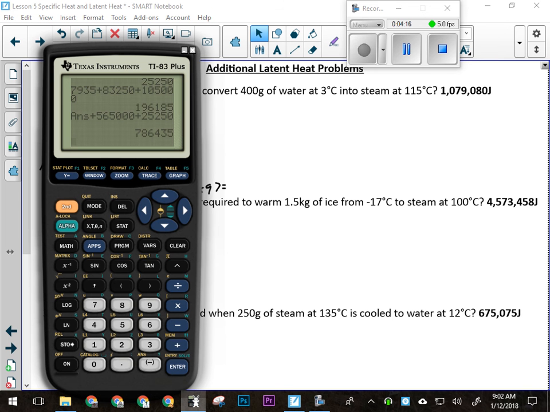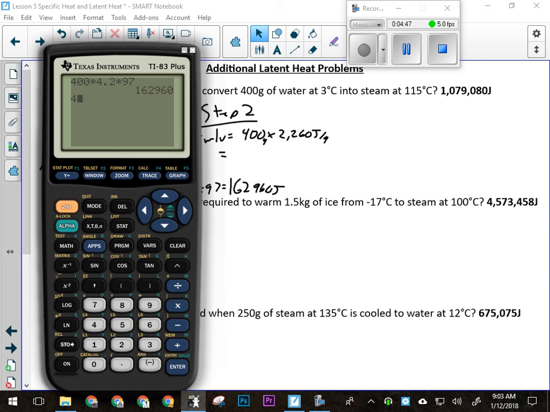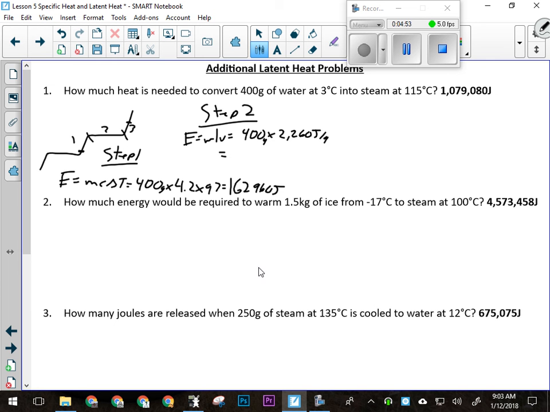So in step 1, we'll have 400 times 4.2 times 97 for 162,960 joules. In step 2, we are evaporating the water, so that's E equals mLv. That's 400 grams times 2,260 joules per gram. That'll give us an energy there: 400 times 2260, 904,000 joules.